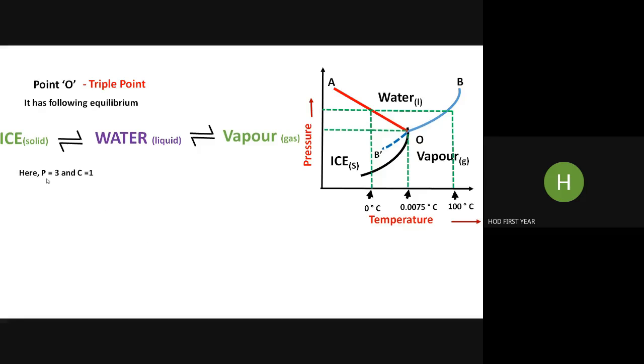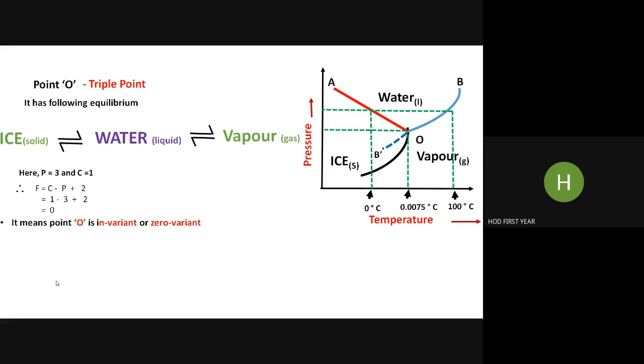So here P is equal to 3 distinct phases, but component is 1. Everywhere we have H2O only. Okay. So F becomes 0. C minus P plus 2, 1 minus 3 plus 2 means 0. So the system is zero variant or invariant. Okay. Invariant.